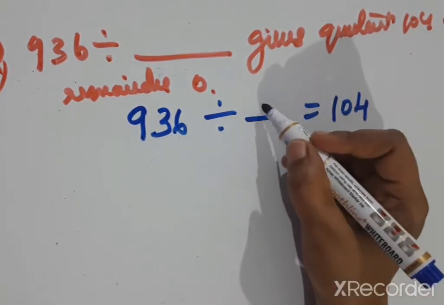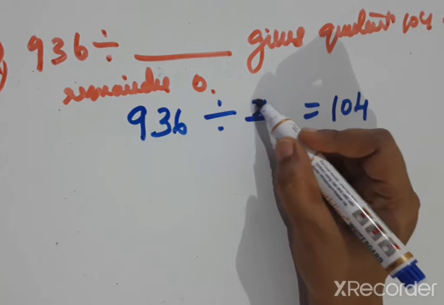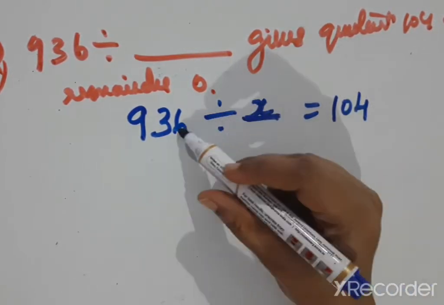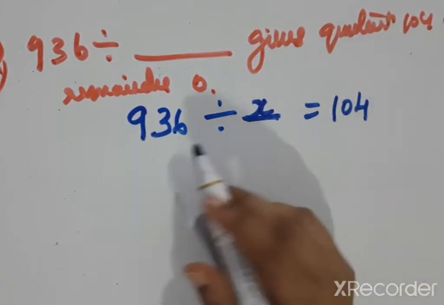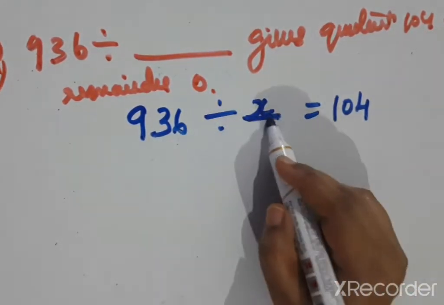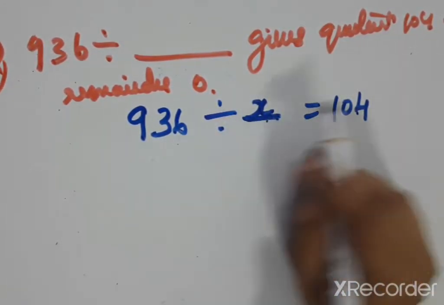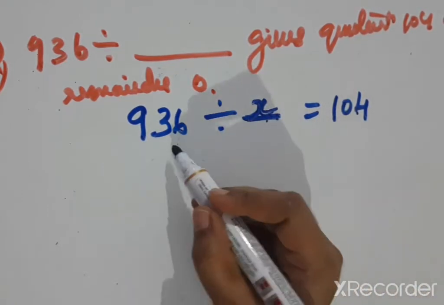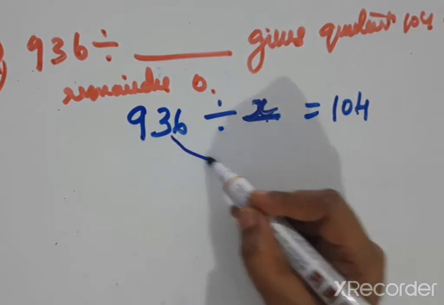So okay, here let the number be x, let the divisor be x. So 936 divided by x equals 104. It is given in the question. So we let the divisor be x. So according to the property, the bodmas system.